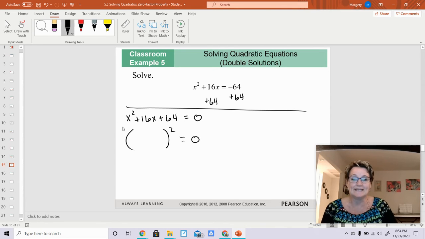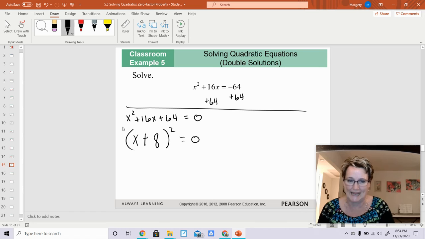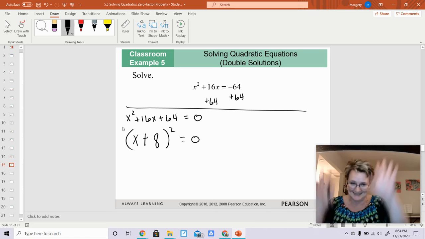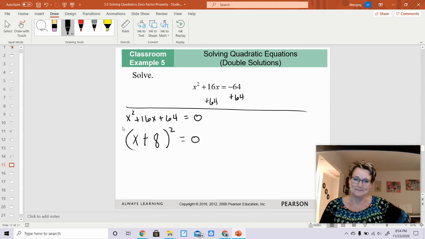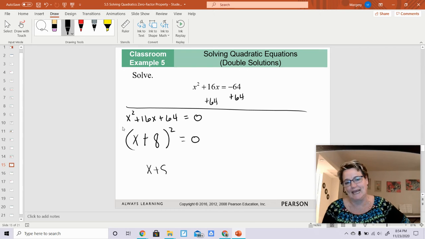First of all, the sign here is plus. The square root of that is x. The square root of 64 is 8. Let's check it. x times 8 is 8x, times 2 is 16x. We're good. Now, because you're going to have two of them, all you really need to do is go x plus 8 equals 0. Because remember, you're going to have two of them.